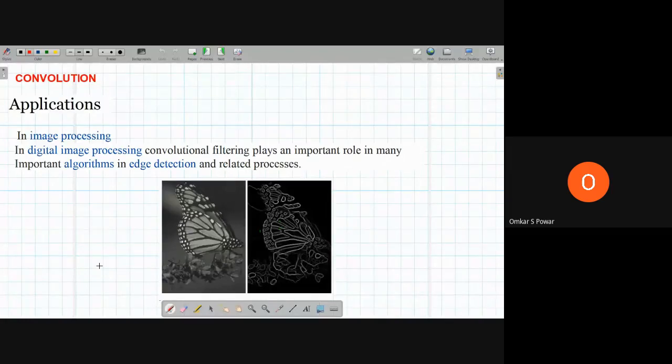So coming to the application where we are going to use this convolution. We are going to use this convolution in image processing. So where do we use this in image processing? In digital image processing, convolution filter plays an important role in edge detection and related processes. For example, you have a butterfly here. You apply this convolution, you'll get the border or the edges of the butterfly.